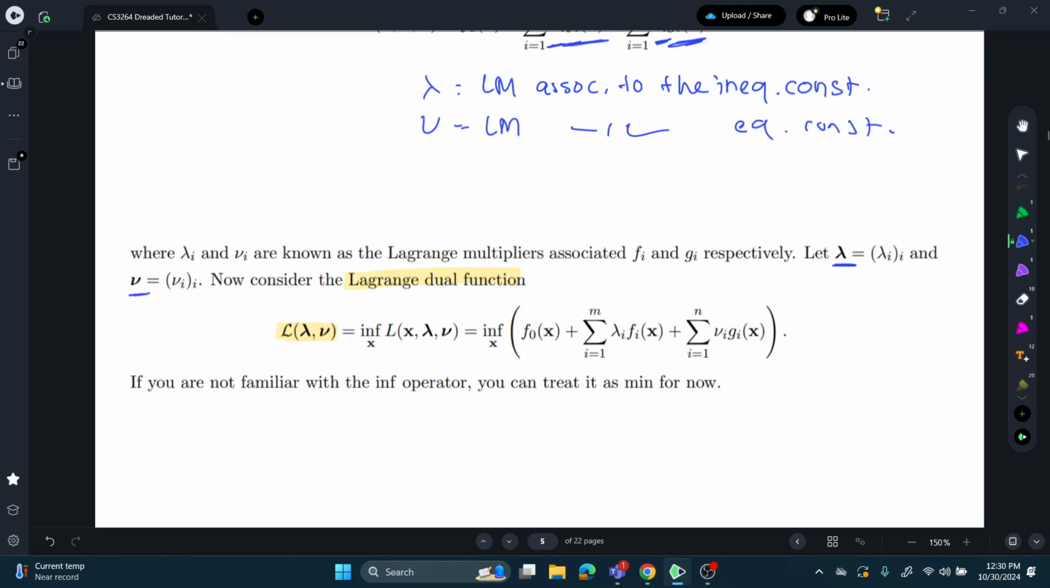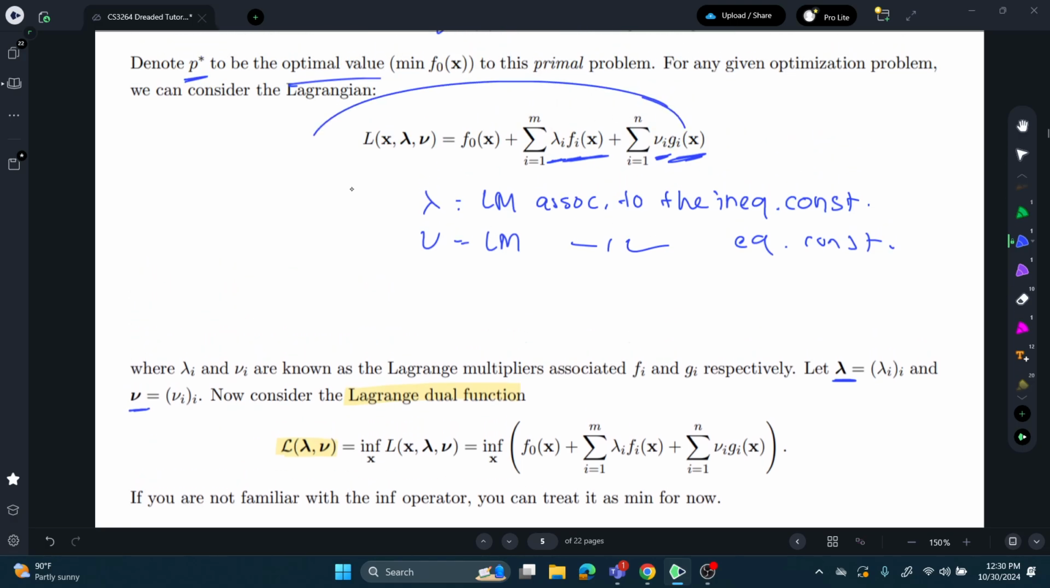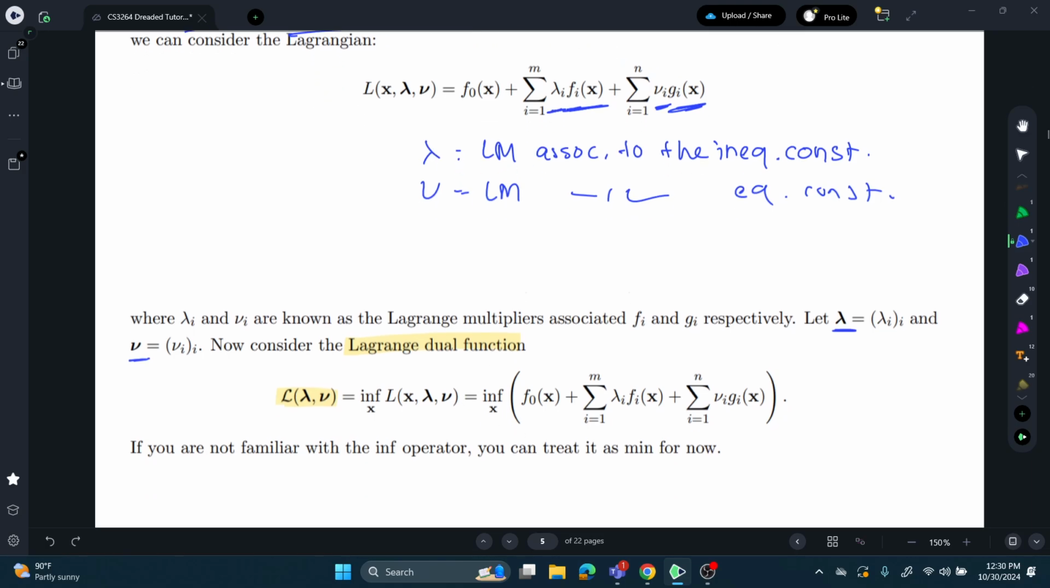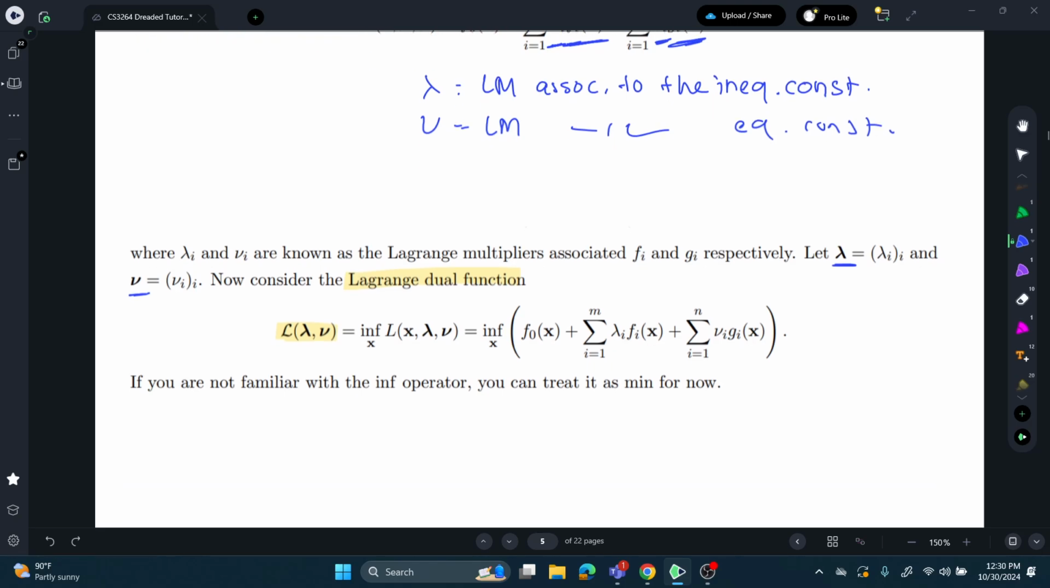It's trying to see, for every single possible value of your x, I want to determine what is the lower bound of this L(x, lambda, nu). Basically the lower bound of our Lagrangian function. So this function, we take what is the lowest possible bound given all values of x. Then this is our Lagrangian dual. Okay? Any questions?